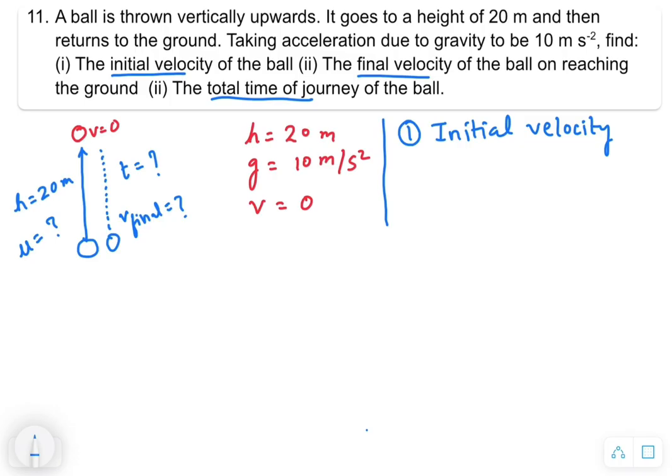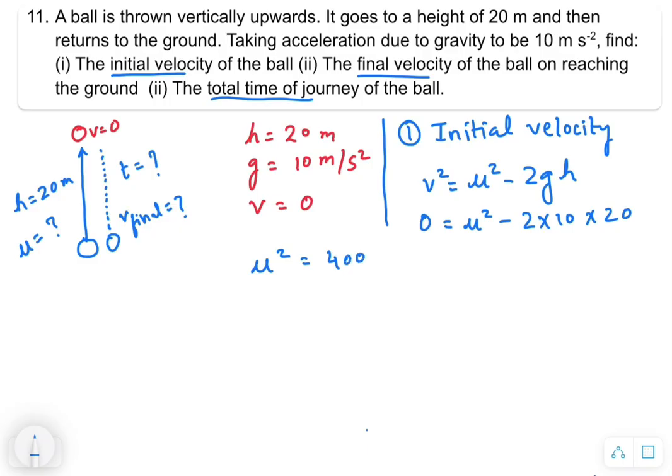We will be using this equation: v square equal to u square minus 2gh. V is the velocity at the highest point, it is 0, equal to u square minus 2 multiplied by 10 multiplied by 20. 2 multiplied by 10 is 20, 20 multiplied by 20 is 400. So u square is equal to 400. Therefore u is equal to square root of 400, and I will get the initial velocity u equal to 20 meters per second.